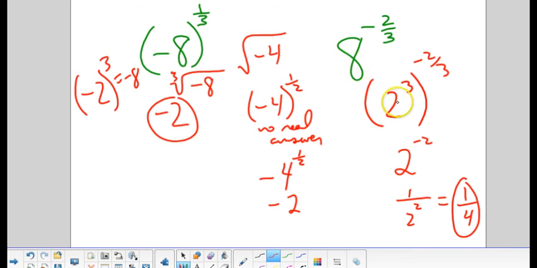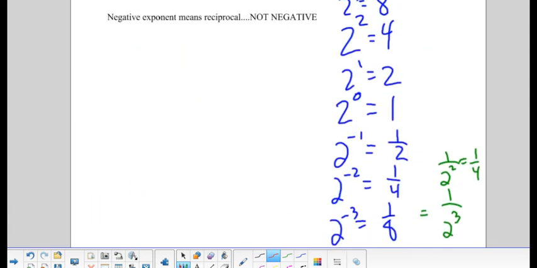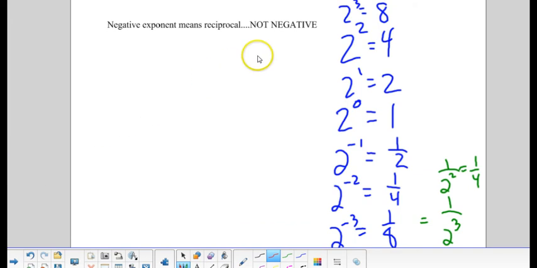So again, 2 to the third is the same as 8, so I change this to 8, which is 2 to the third to the negative 2/3. When I multiply, the 3's cancel. 2 to the negative 2 means 1 over 2 squared, which is 1/4. And again, remember, negative exponent doesn't mean negative. It means reciprocal, right? 2 to the third is 8. 2 to the negative third is 1/8.